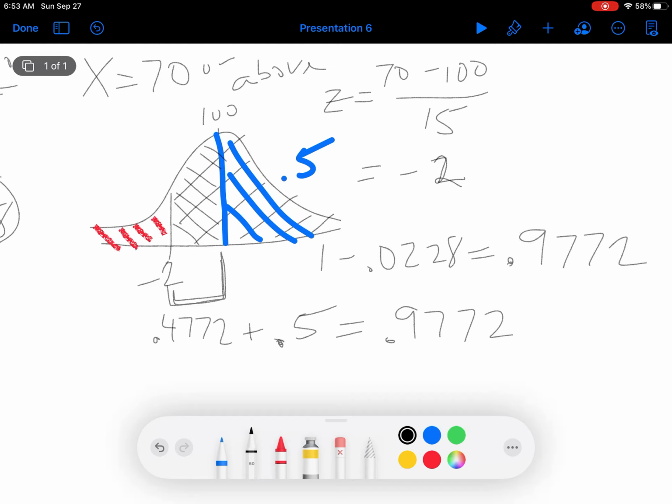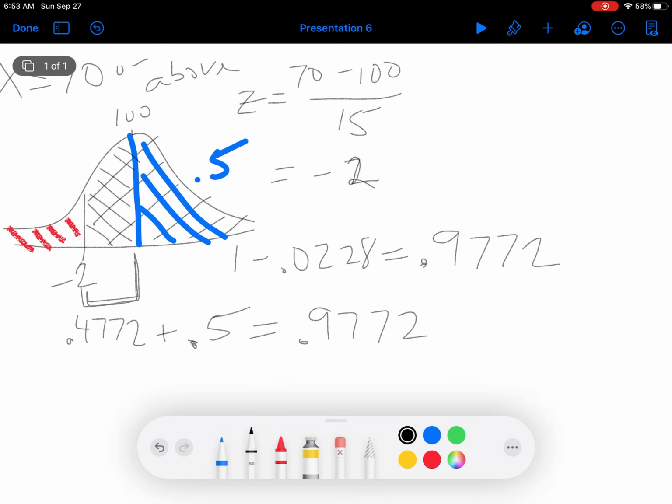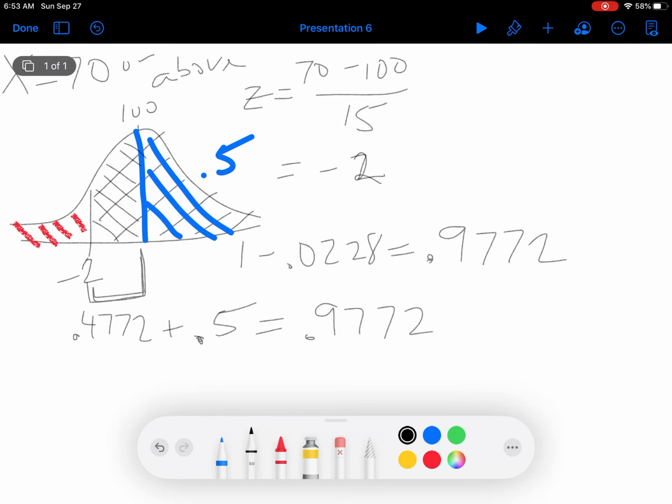Without sketching that, you probably would have written down 0.0228 and thought you had the right answer. But we have to make sure that we are thinking about what part of the distribution it is that we're trying to understand. Okay, so let's do another problem.